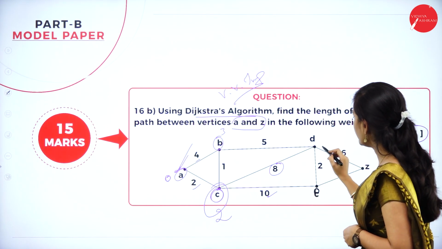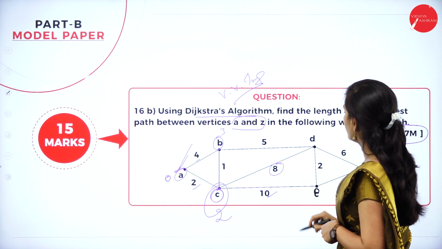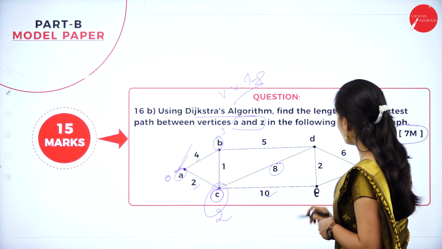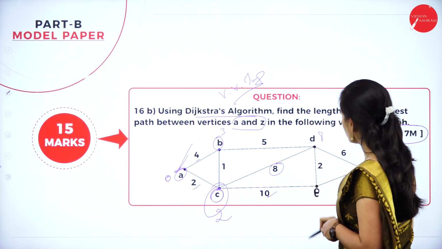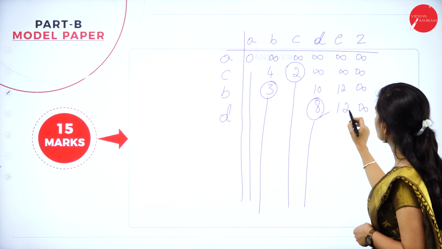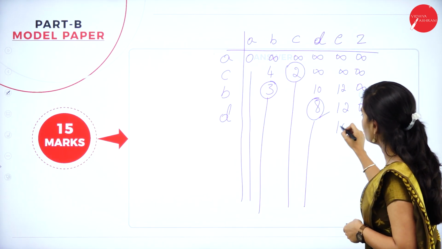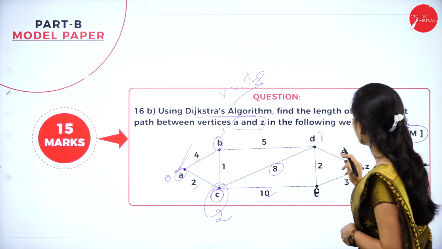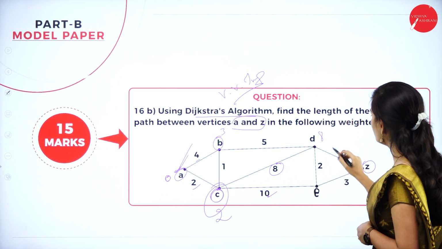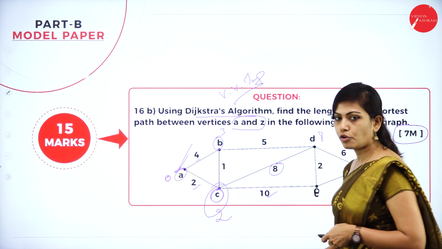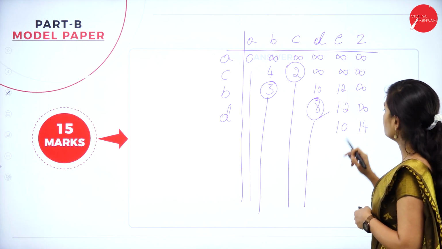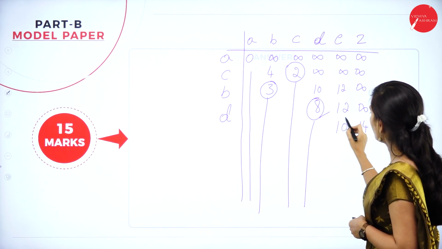Now path D value is 8. Is it right? Path D value is 8. D is connected to E. So 8 plus 2 is equal to 10. D to E is 10. 10 and 12, the least value is 10. I have written 10 as the least value. And D is connected to Z also. So 8 plus 6 is 14. So 14 is the least value compared to infinity. I have written 14. So now the least value is 10.